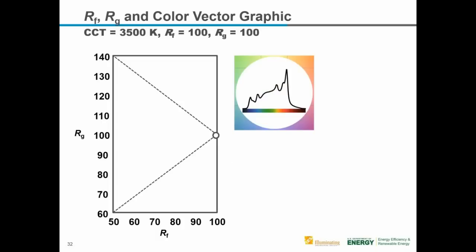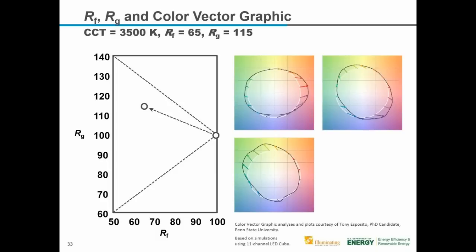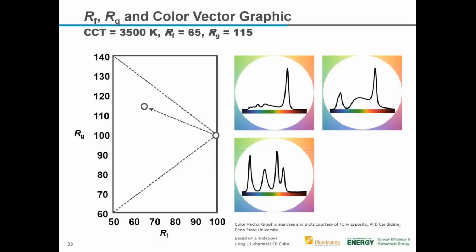Here's the spectral power distribution for this particular source that renders things very similarly to a reference illuminant. Let's make this a little more interesting. Let me show you the SPDs. These three SPDs, spectral power distributions, have the same values for CCT, R sub F, and R sub G. Probably just by looking at the SPDs, you can infer that they would render objects differently, even though they have a value of 65 for R sub F and a value of 115 for R sub G.